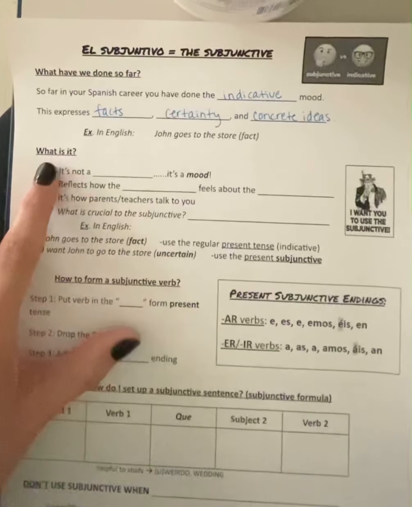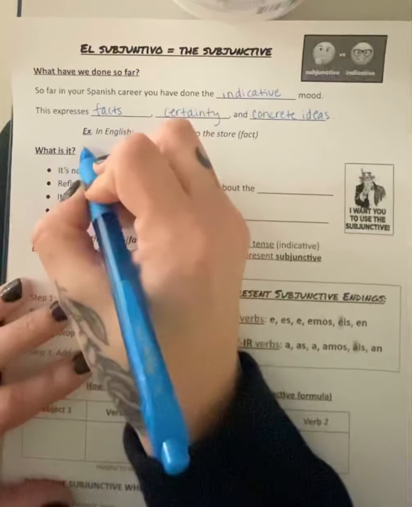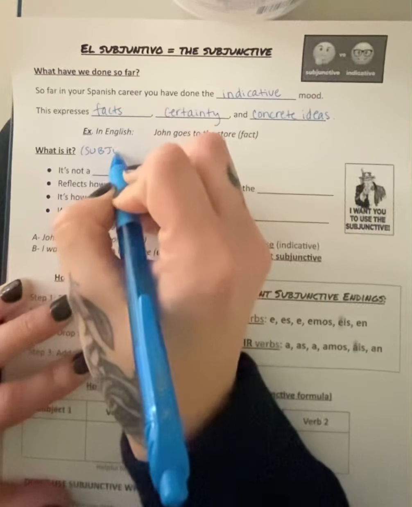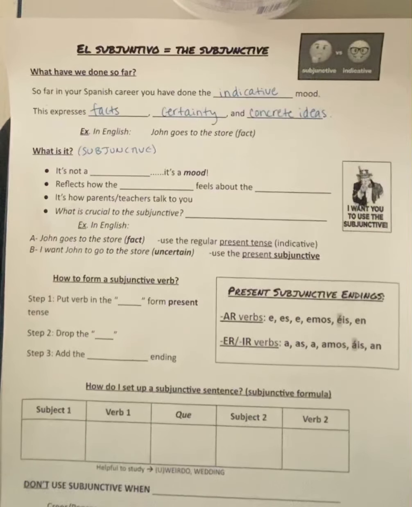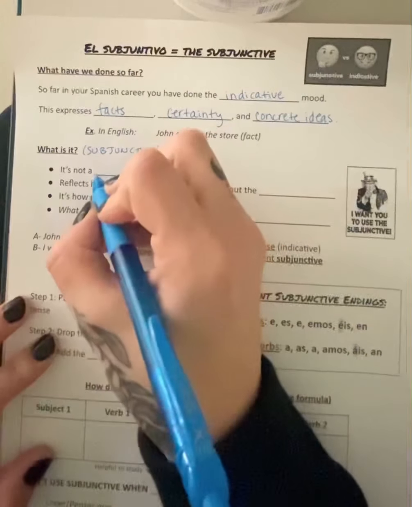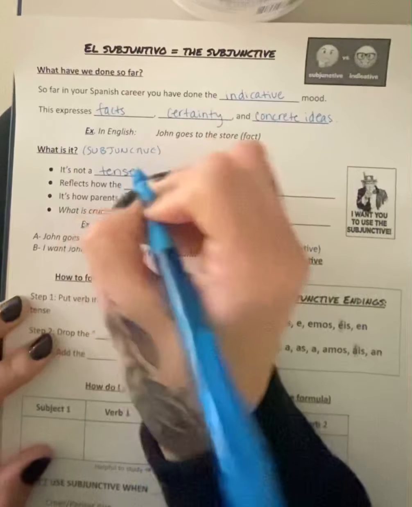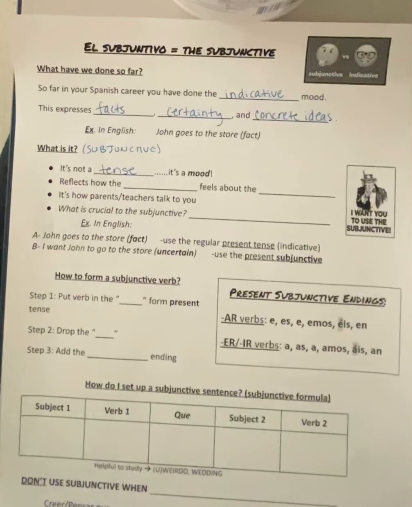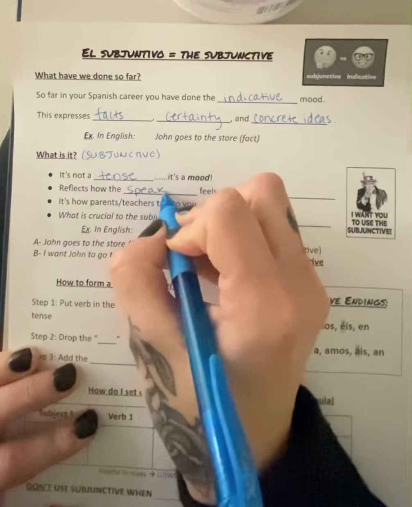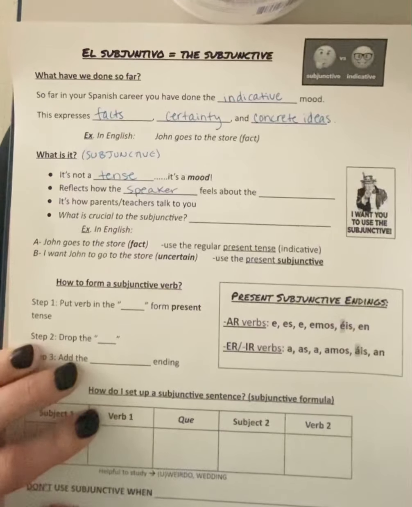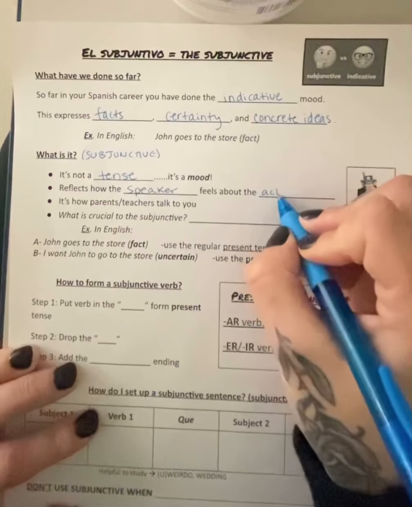Okay, so down here, what is it? So now we're going to just make a little note here that we're definitely talking about the subjunctive. Okay, what is the subjunctive? Well, it's not a tense. It's not a tense. It is a mood. Okay? And it reflects how the speaker or the subject feels about the action being done.